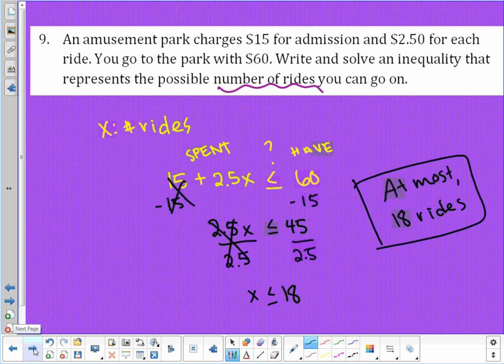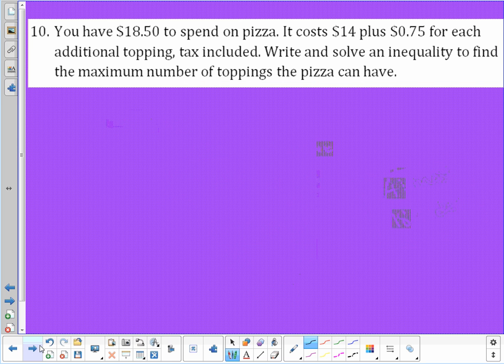All right, let's take a look at number 10. In number 10, it says you have $18.50 to spend on pizza. It costs $14 plus 75 cents for each topping, tax included. Write and solve an inequality to find the maximum number of toppings the pizza can have.